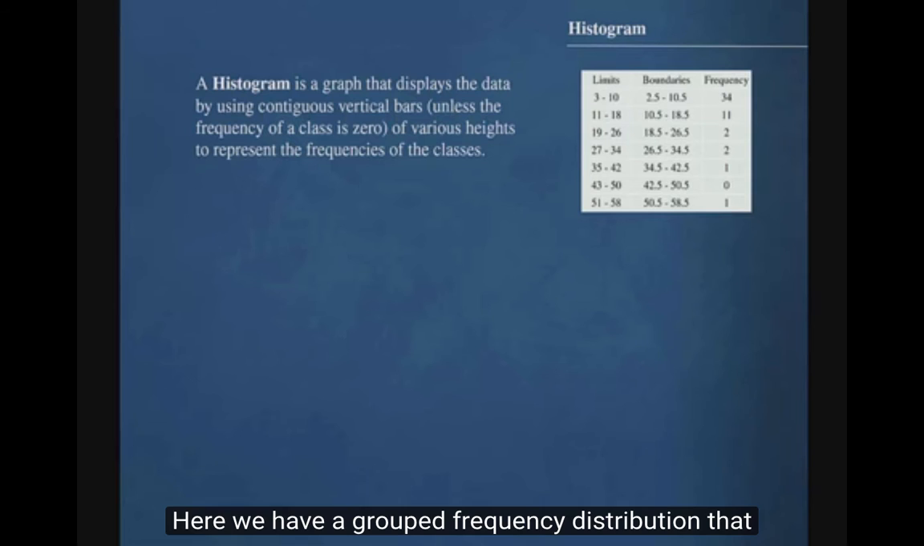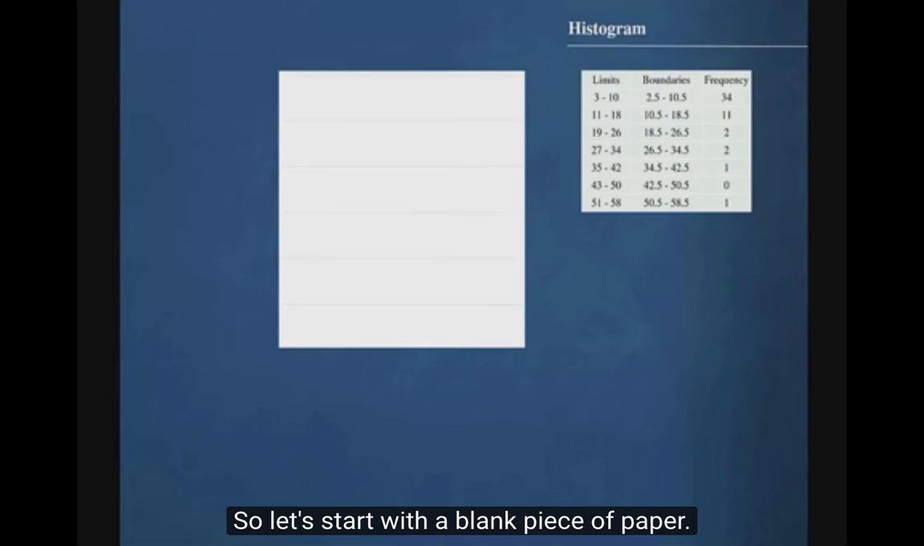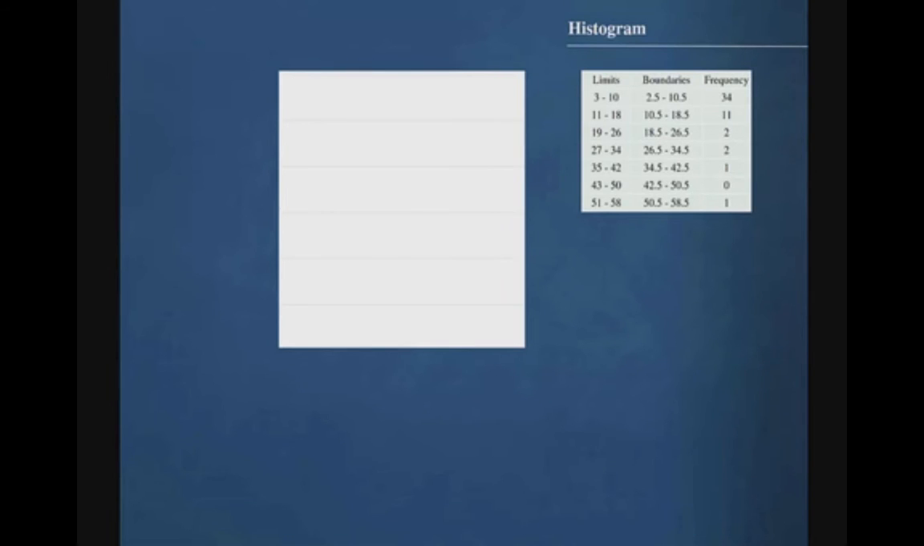Here we have a grouped frequency distribution that represents the number of members of the 2016 United States Electoral College for the election of the president. So let's start with a blank piece of paper.